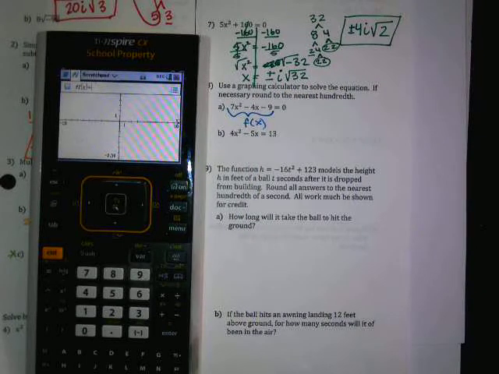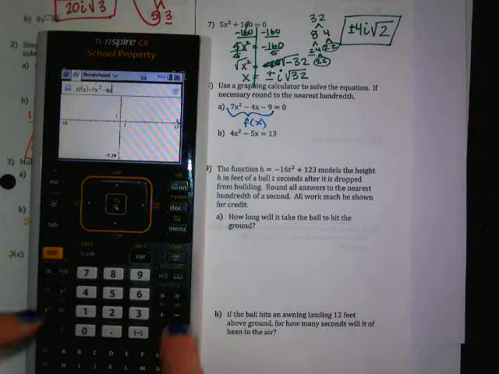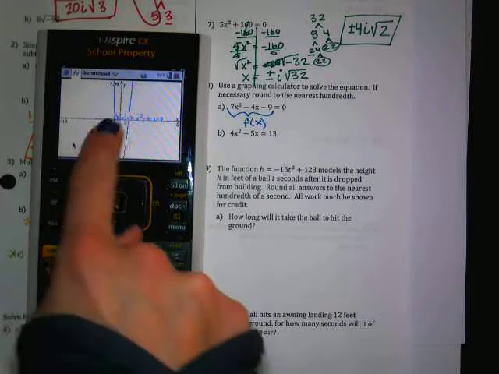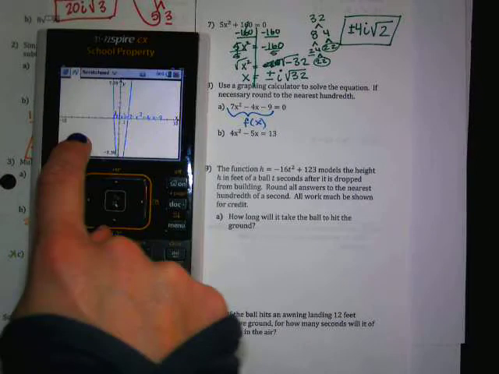Don't type in equals 0 because it's going to confuse your calculator. The equals 0 means that you are finding the x-intercepts. So you just type 7x squared minus 4x minus 9. Hit enter. And so I want to find the 2 spots it crosses the x-axis.